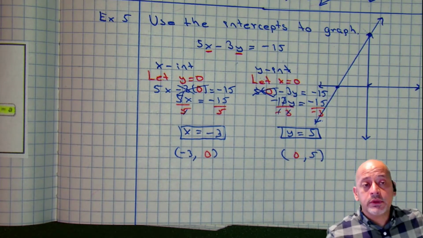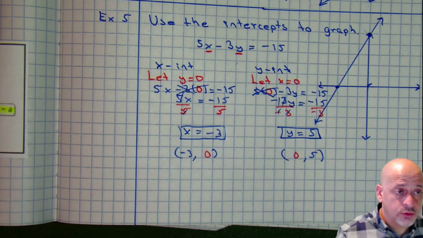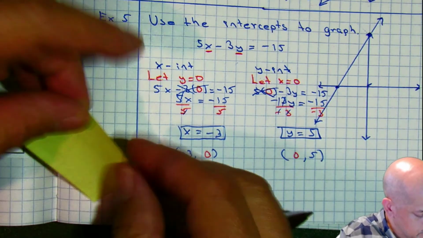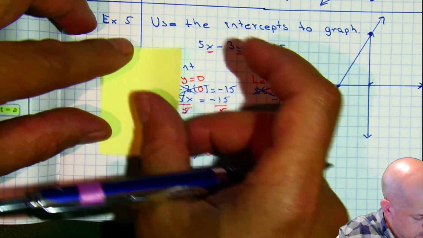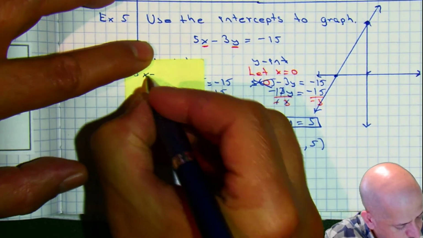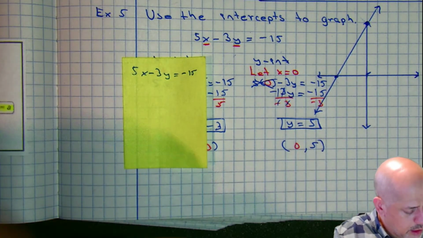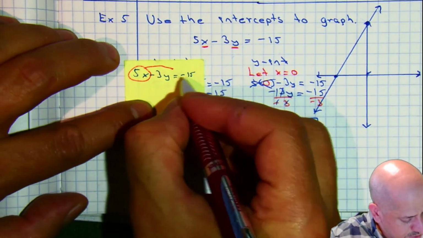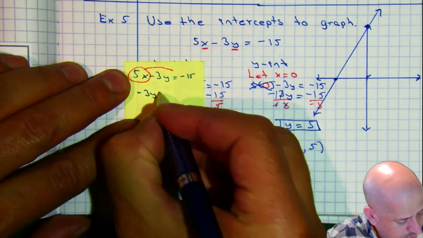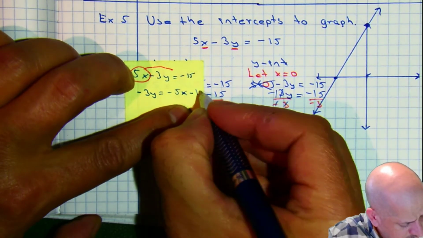And that's it. So the other way of doing it, let's say that you wanted to do it the other way, is to solve for y. I'll just do a little sticky note on the left hand side. So let's say you wanted to do it by using the slope and the y-intercept. I'll move my 5x to the right, it becomes a negative 5x. So that'll be negative 3y equals negative 5x minus 15.